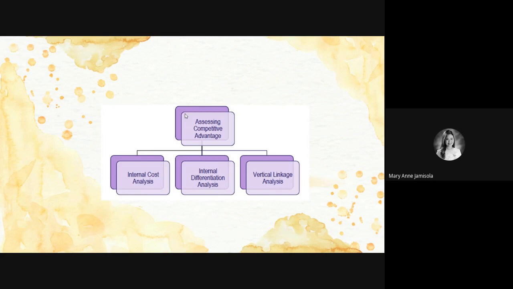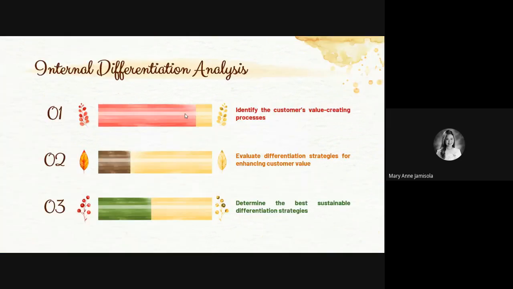First one is internal cost analysis. The steps that are generally used to carry out an internal cost analysis are already discussed in the fundamental methodology under topic 2 in this video. So let's proceed to the second one, internal differentiation analysis. Companies can also use the value chain analysis to create and offer superior differentiation to the customers. The focus is on improving the value perceived by customers on the company's products and service offering.